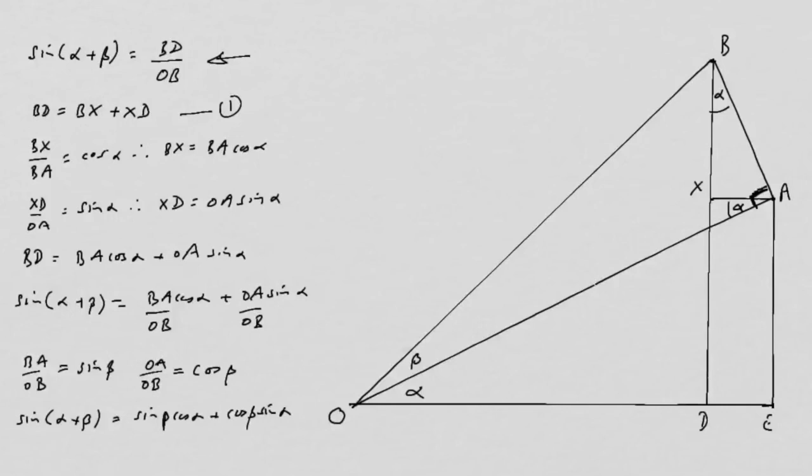And you can do similar geometric proofs for the cases where alpha plus beta is greater than 90 as well. So there we are. You may have seen proofs of the compound angle formulae before, but if not, there's one of them at least.